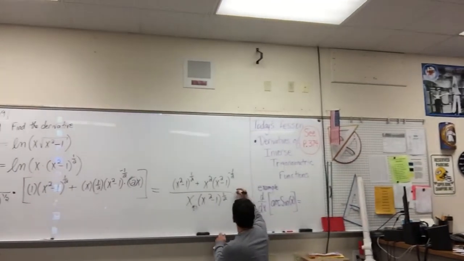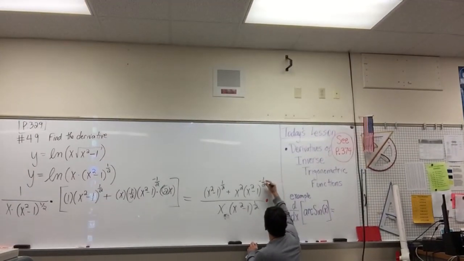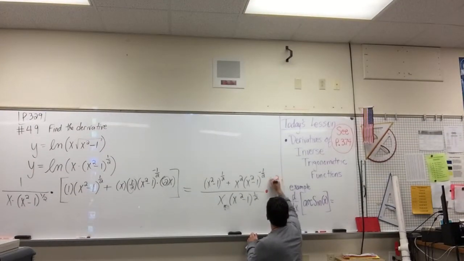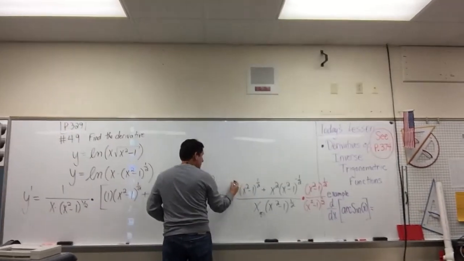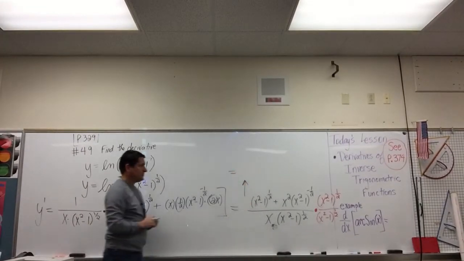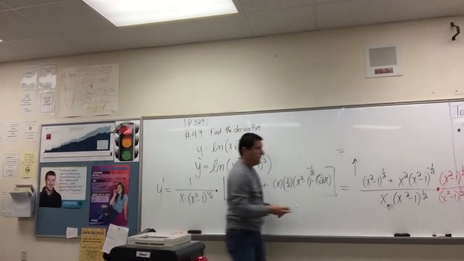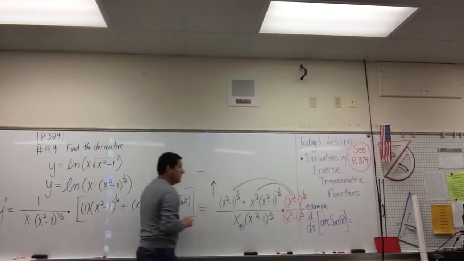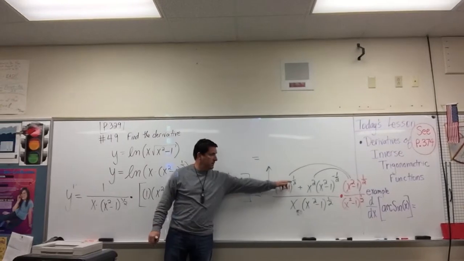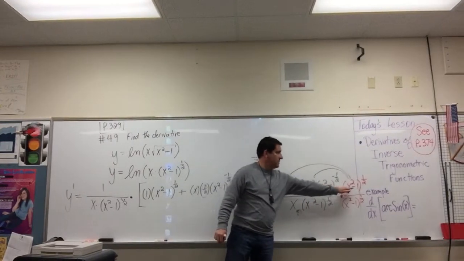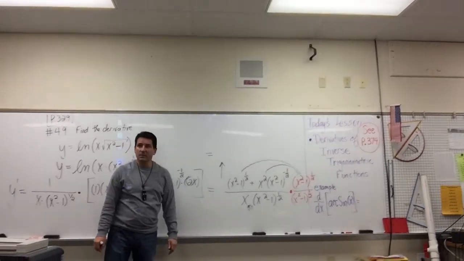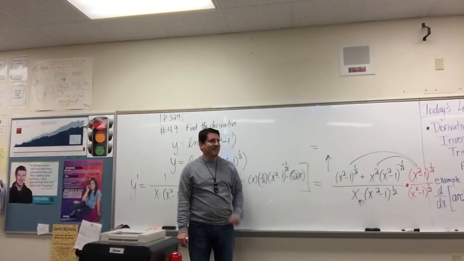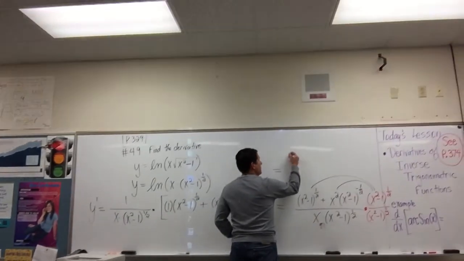So watch what I'm going to do here. I'm going to multiply both the top and the bottom by x squared minus 1 to the positive 1/2. Okay? Now watch what happens when we do this. So now I'm going up here. This has to be distributed here and here. So x squared minus 1 to the 1/2 multiplied by x squared minus 1 to the 1/2 is just x squared minus 1 to the 1. So it's just x squared minus 1.